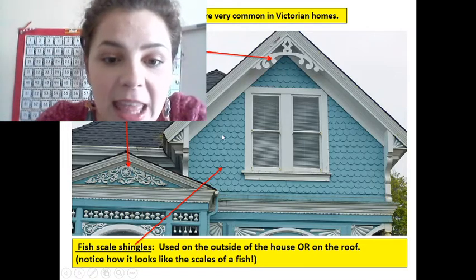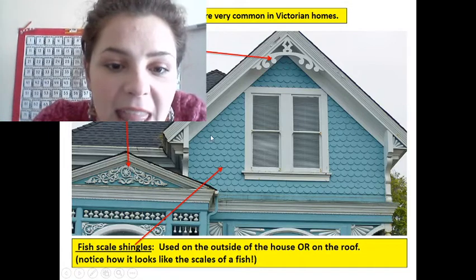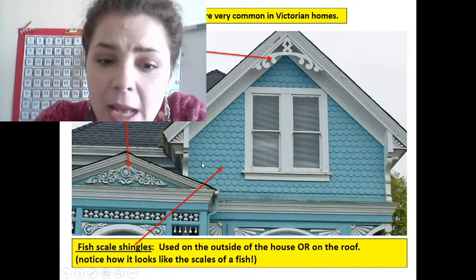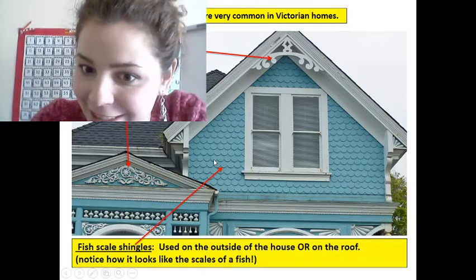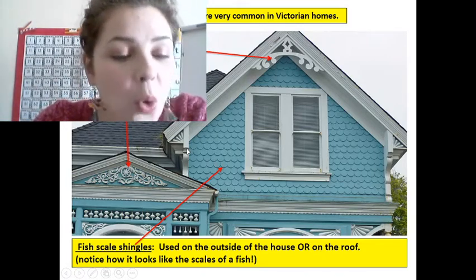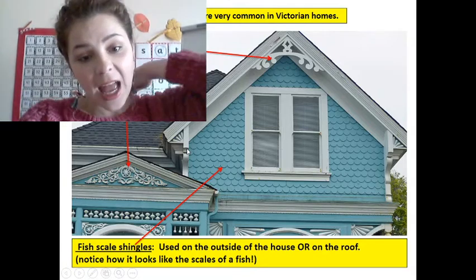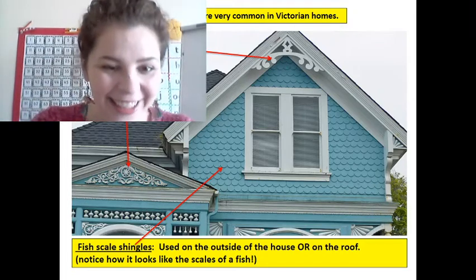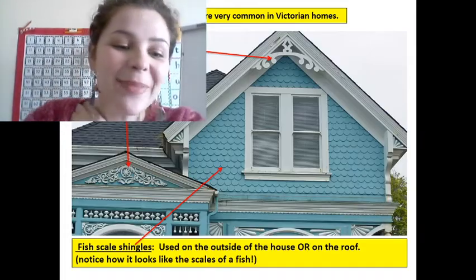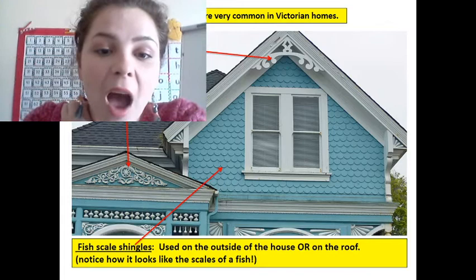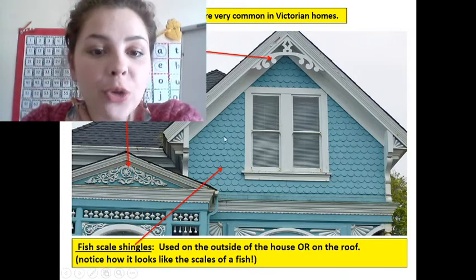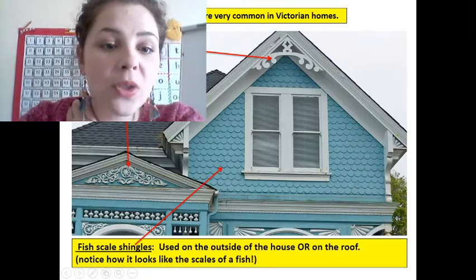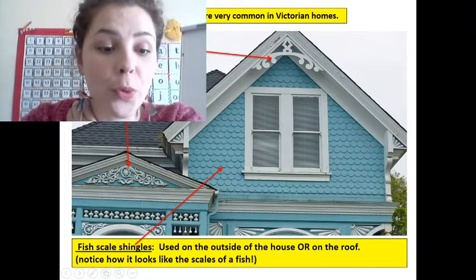And now look at this. Look at these shapes. Doesn't this remind you of fish scales or maybe a mermaid's tail? Well, this is called fish scale shingles. So what are they? They can be put on the outside wall, or you will also see them later on the roof, yeah?